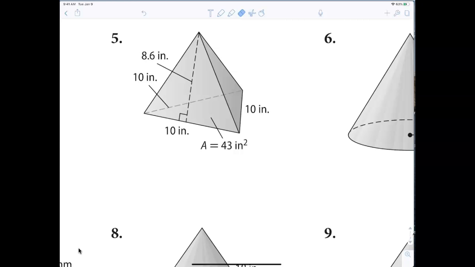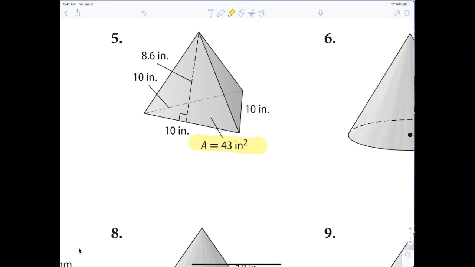I want someone to tell me, what does this physically represent right here? The area of the base. So sometimes they try to throw you off by giving you the area of the base. If they give you the area of the base, do you have to calculate the area of the base? No, because it's given.